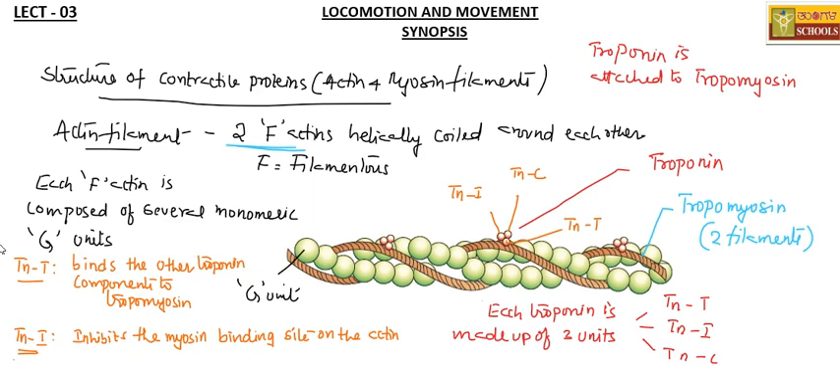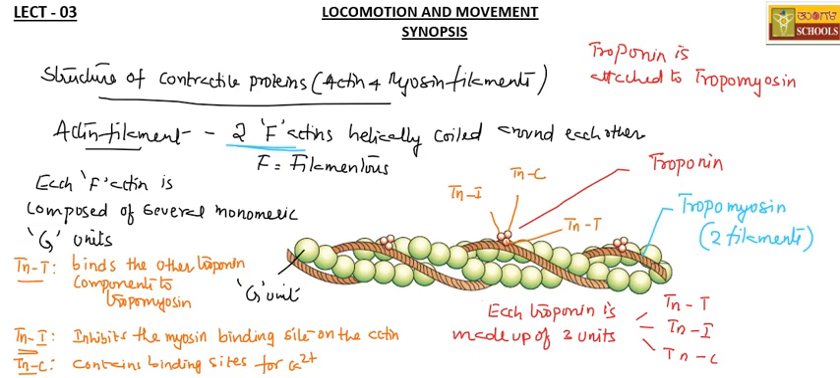And coming to the last one, the function of TNC. The function of TNC is that it contains binding sites for calcium ions. It has binding sites for calcium ions that will actually initiate the muscle contraction. So we'll see how this muscle contraction takes place.